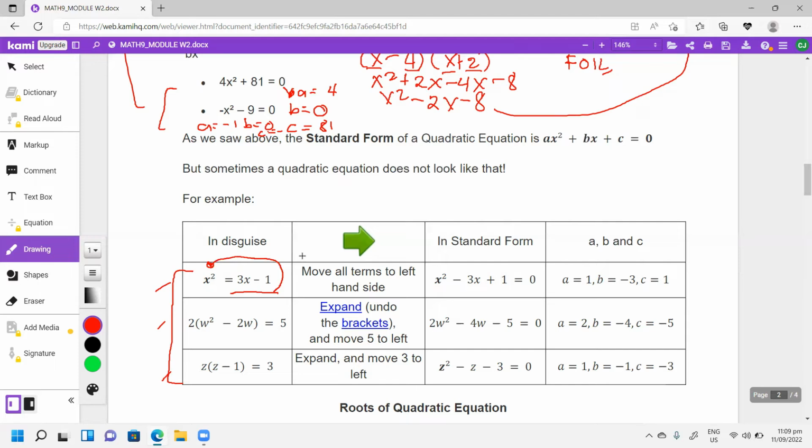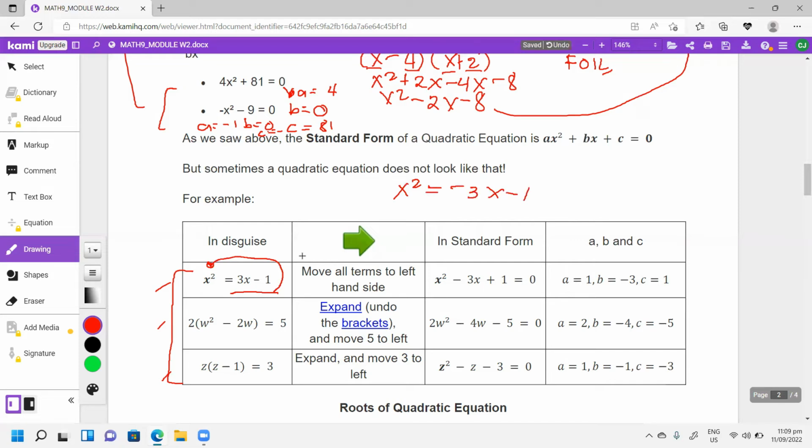So for example, we'll try to move 3x to the left. What is the additive inverse of 3x? Negative 3x. So like that. For example, we write this one: x squared is equal to negative 3x minus 1. So this is our example.